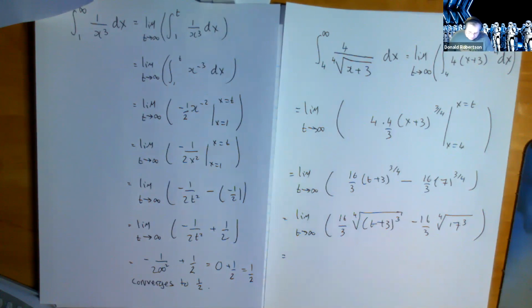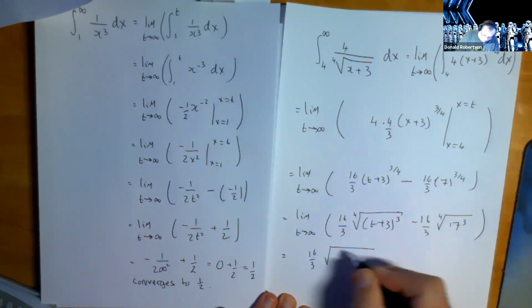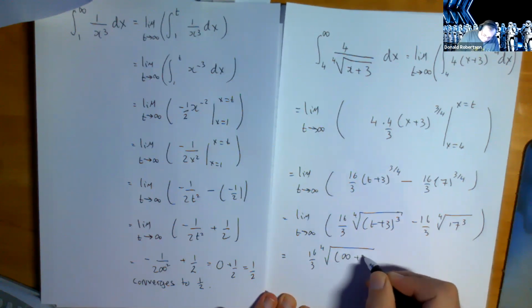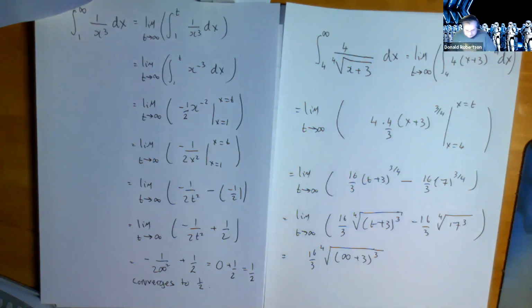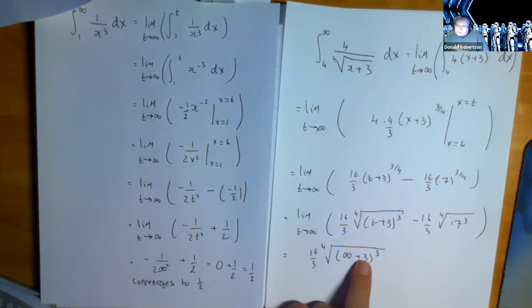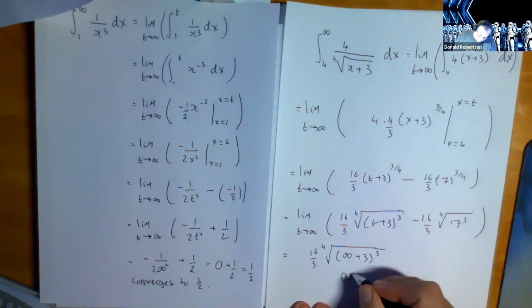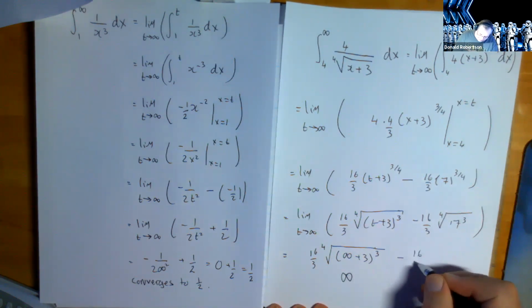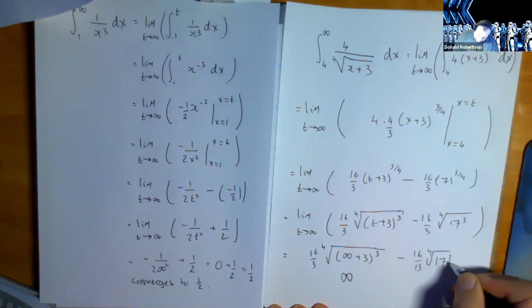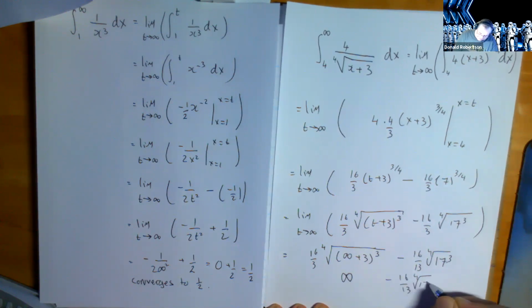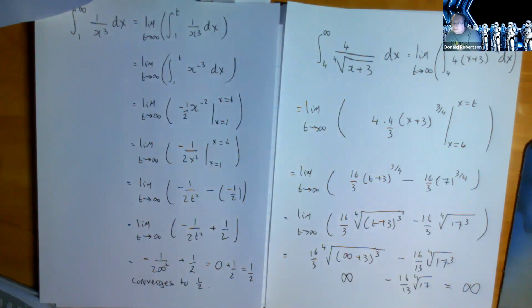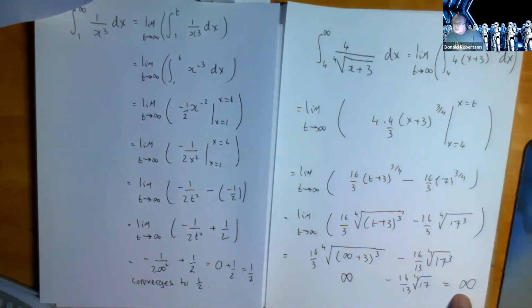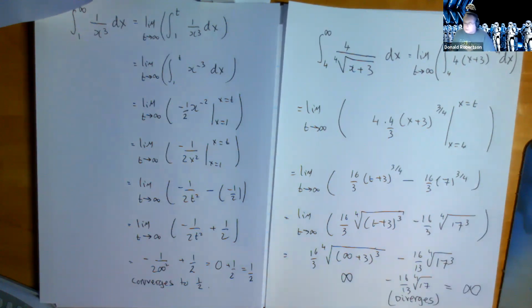If you plug infinity in here for t, see what you get. Infinity plus 3 is infinite. Infinity cubed is infinite. Isn't the fourth root of infinity infinite? Isn't 16/3 times infinity infinity? And infinity take away whatever won't change one thing. The answer is still infinity. In other words, the area under this curve is infinitely large. We will use the word diverges. And we shouldn't really say to infinity, because sometimes it won't be. It'll just be that it diverges.